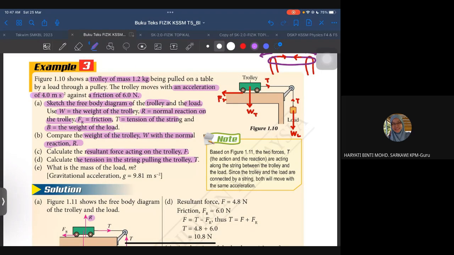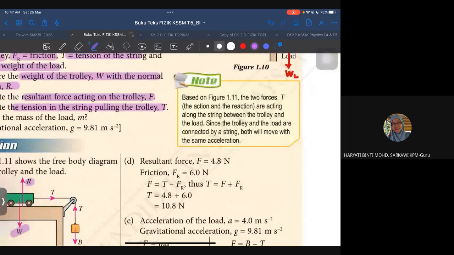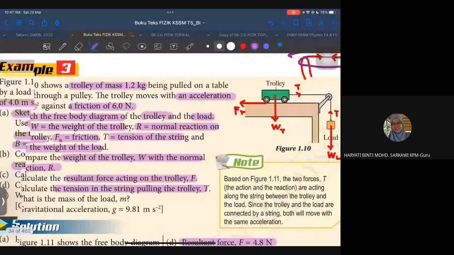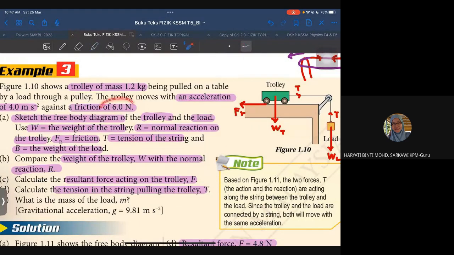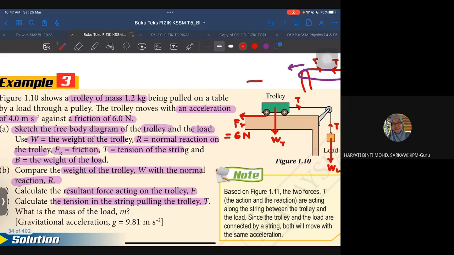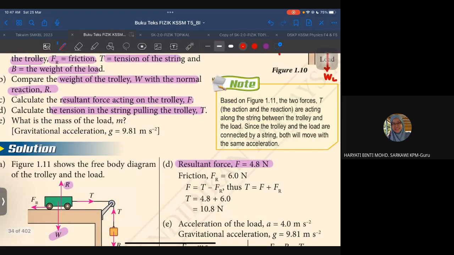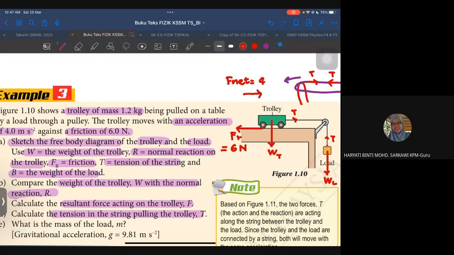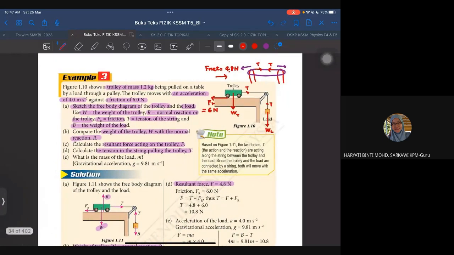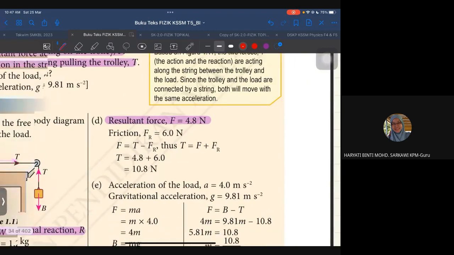Actually, there are a few methods. So this is given in your textbook. So the resultant force from your calculation just now, you get 4.8 newton. And then the friction is given. Friction is given 6 newton. Here, you can label in the diagram. So this is 6 newton. And then the resultant force just now, this direction, F net is equal to 4.8 newton. Okay, 4.8 newton. All right, determine the tension. Why do they plus like that?